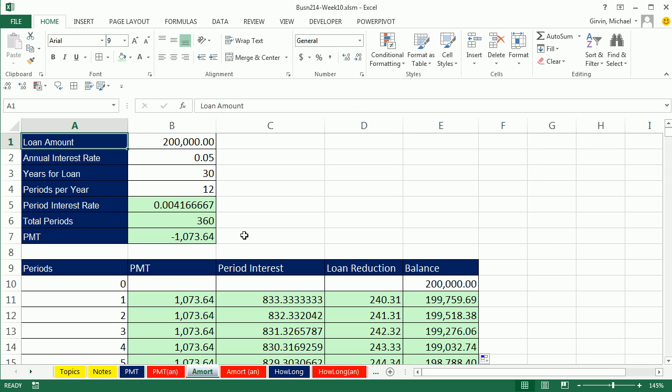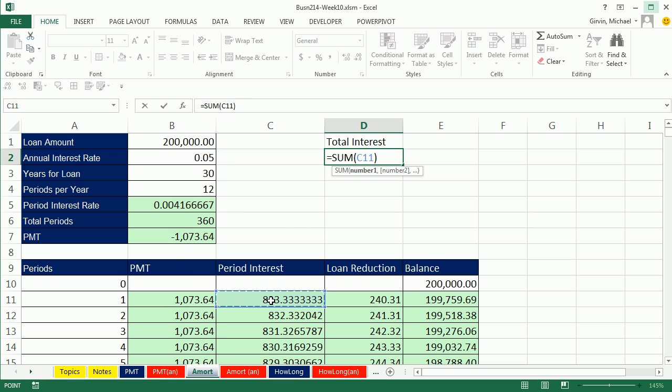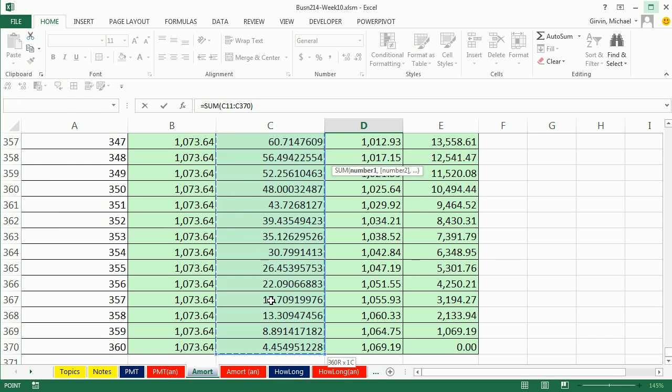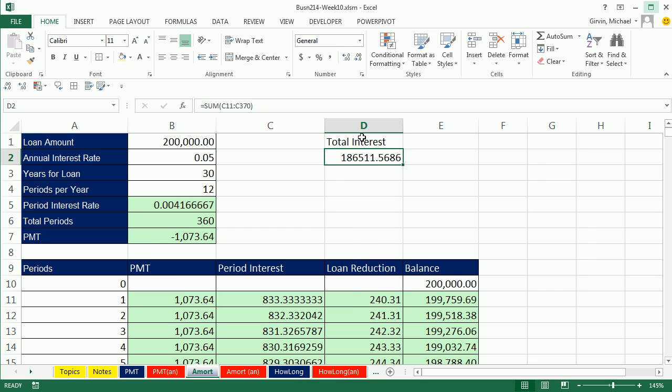Every time you have a PMT for a loan, some of it's interest, some of it's loan reduction. Now we can calculate the total interest. And that would just be Alt equals for the sum function. Click in the first cell, Control Shift down arrow. Shift Enter to put the formula in the cell and push the cursor back up.